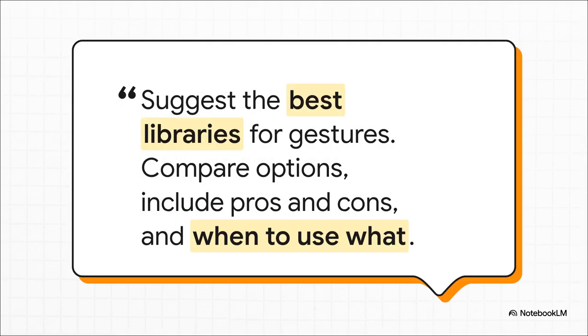Now this prompt, this is how you do research. We're not just asking what libraries are there, we are demanding an analysis. Notice the key words here: compare, pros and cons, and maybe the most crucial part of all, when to use what. This forces the AI to think less like a search engine and more like a senior developer, giving you a nuanced recommendation, not just a list.